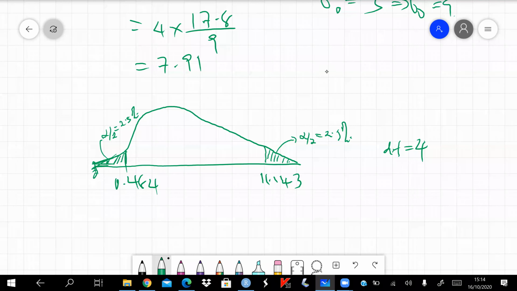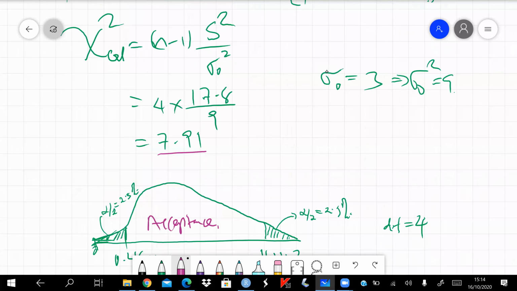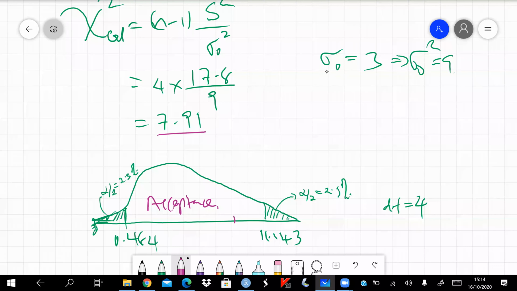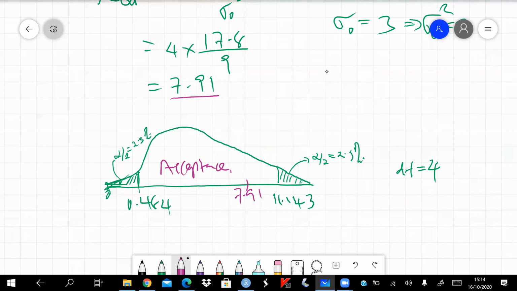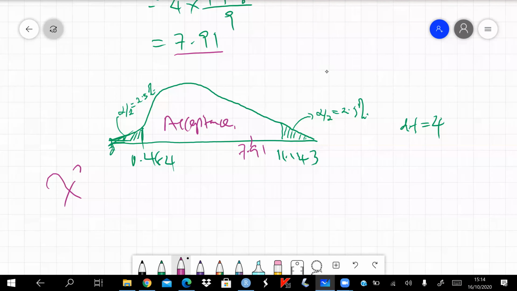So this is the acceptance region, the unshaded part. Then the shaded part is your rejection region. So we need to locate the calculated statistic on this diagram, and clearly it will fall somewhere here, 7.91. It is in the acceptance region. So we say that chi-square cal, which is 7.91, falls in the acceptance region.